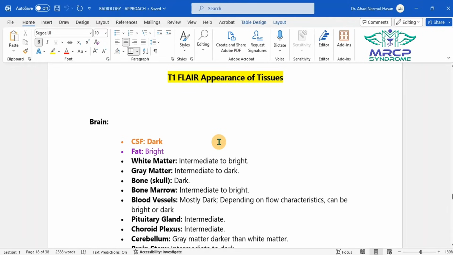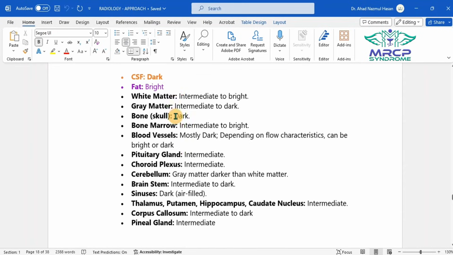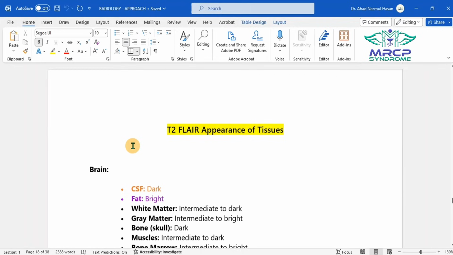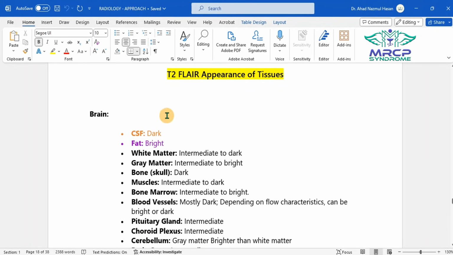So let's look at the T1 and FLAIR appearance. In case of T1, normally the CSF is dark. But in case of a T2 sequence, the CSF would be bright. When we go for the T2 FLAIR, the signal is cancelled from the fluid, so the CSF will appear dark in T2 FLAIR. So both in T1 and in FLAIR, the CSF would be dark.